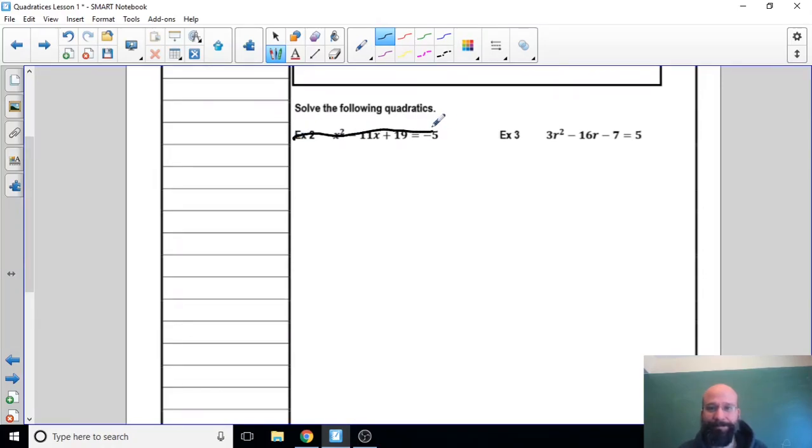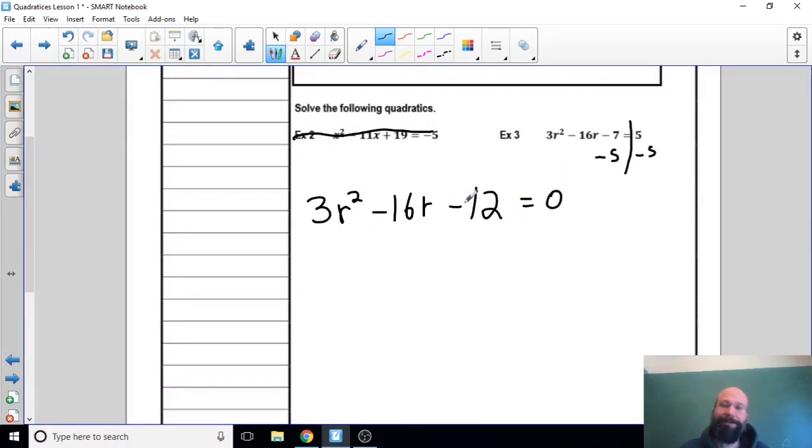We just did this one. So again, I've got to get it to equal 0. Right now it equals 5, so I've got to move this 5 over by subtracting 5 from both sides. That's going to give me 3r squared minus 16r minus 12 equals 0. Now when I factor this, I need to make sure there's no GCF, greatest common factor, between the numbers 3, 16, and 12.